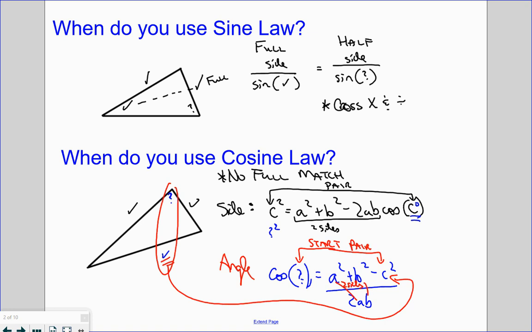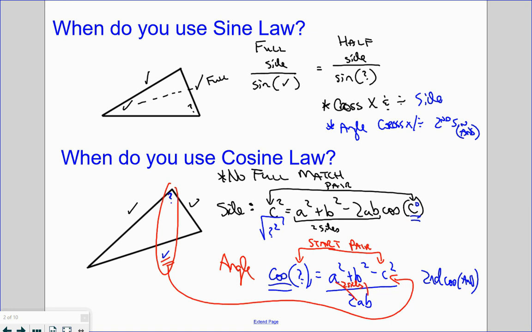Okay? Now, plugging in, if you're looking for a side length, remember you're going to square root the answer at the end. If you're looking for the angle, remember you're going to go second cos ANS. On sine law, if you're looking for a side, it's just cross multiply and divide. If you're looking for an angle, you still cross multiply and divide, but then as a second step, you go second sine ANS. Okay? So you're given all the formulas on the formula sheet. You just have to be able to pick out which one you should be using when and go from there.